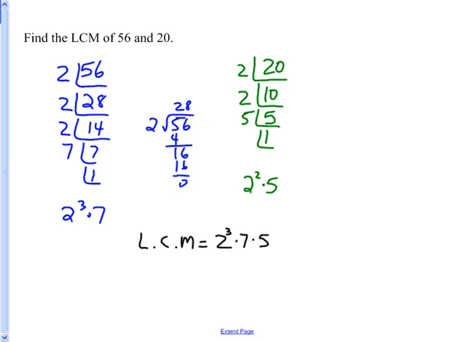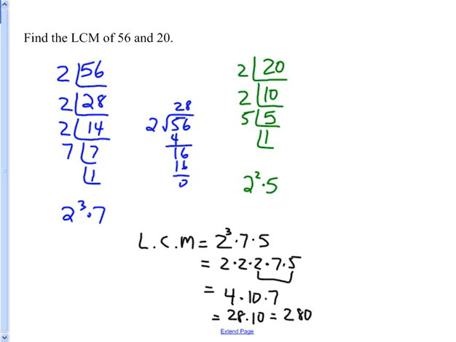So multiplying that out, again I have 2 times 2 times 2 times 7 times 5, so I'm going to do this little trick again. 2 times 2 is 4, times 2 times 5 is 10, times 7. So again I'm going to do 4 times 7 is 28 times 10, which is 280. So that's how I'm going to find my lowest common multiple using factorization.